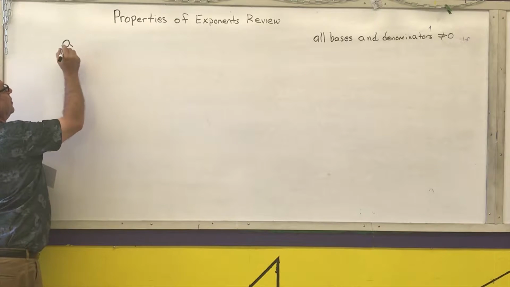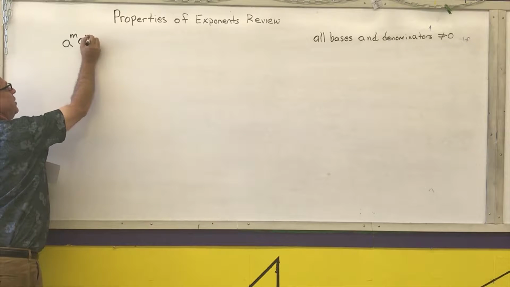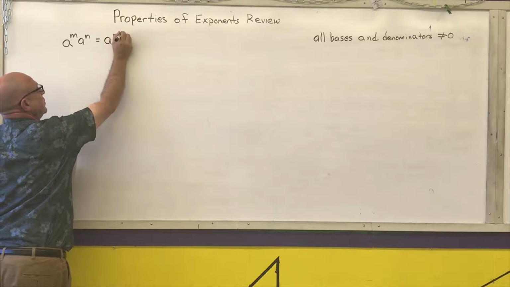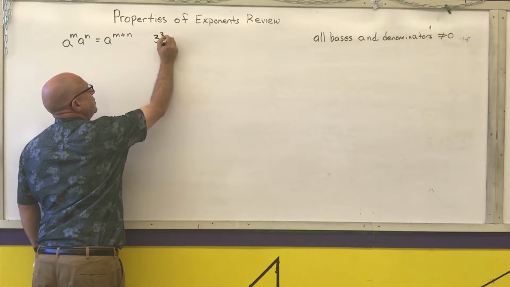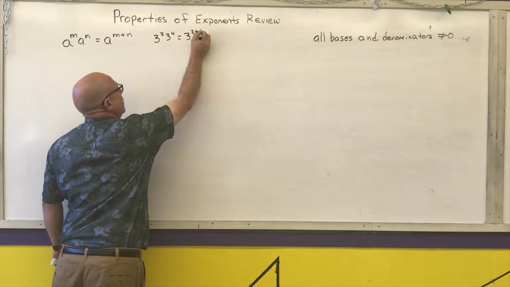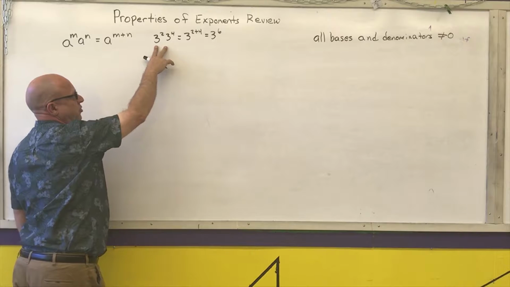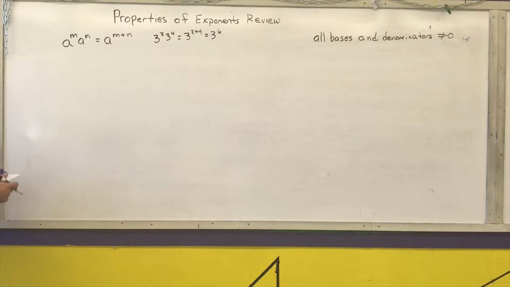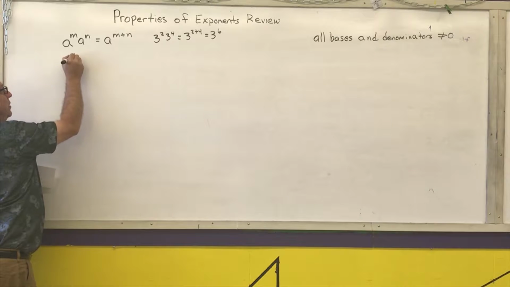So product property, if I have a to the m times a to the n, notice these have the same base. I add the exponents. An example here would be 3 squared times 3 to the 4th is equal to 3 to the 2 plus 4, which is 3 to the 6th. And you can directly go from this first part to the last part. I do not need to see the intermediate step, but for some of you it may help. That's the product property.